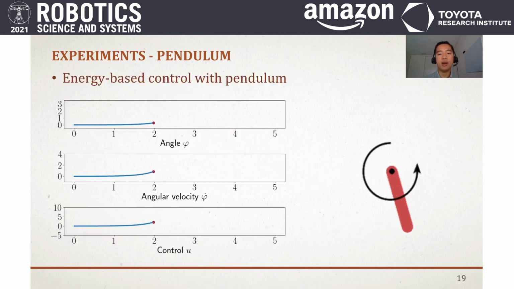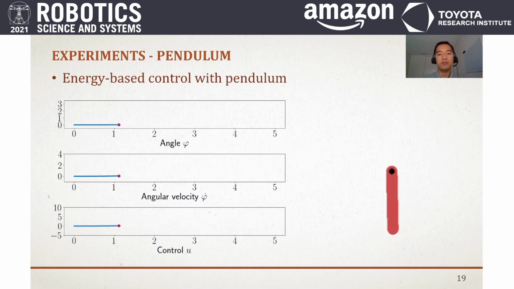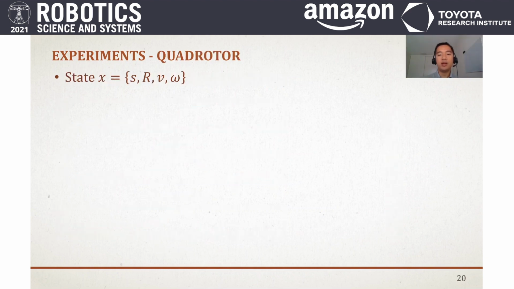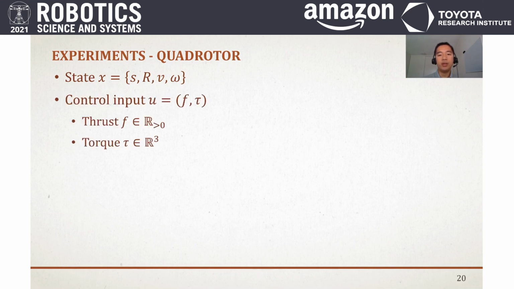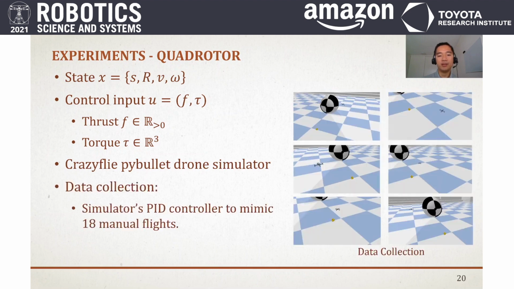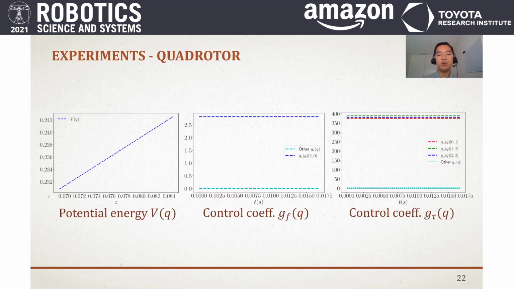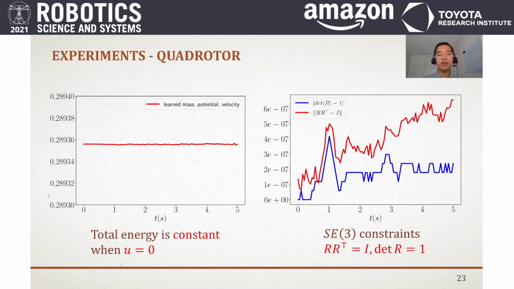This is a demo of our energy-based controller smoothly driving the pendulum to the upright position. Next, we validate our approach with an underactuated quadrotor with 1D thrust and 3D torque. We use a drone simulator and collect data from 18 flights. The results show that we are able to learn the right mass, the right input coefficient, and the gravitational potential energy. We also verify that the energy conservation and the SE3 constraint are satisfied by our framework.